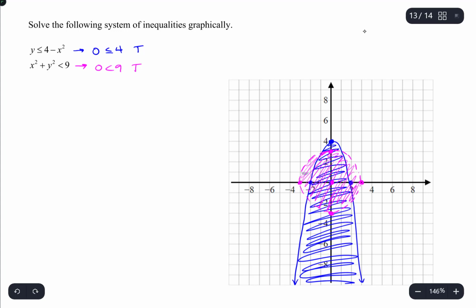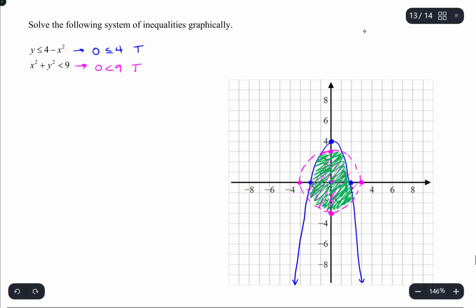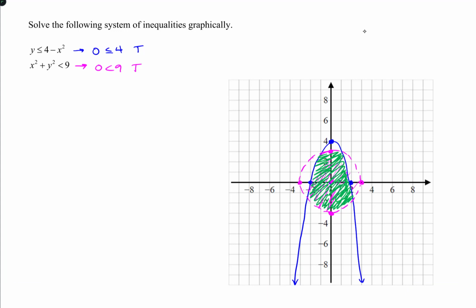Now the solution to the system is where all of these solution regions overlap, which would be this part right through here. And because that's getting a bit messy, what I'll do is just try and erase some of the ones that don't matter. And that way you can just see the solution region in the end.